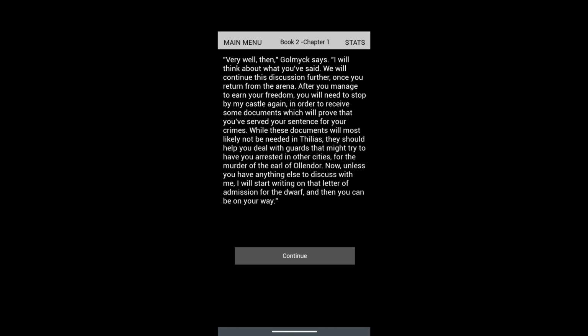After you manage to earn your freedom, you will need to stop by my castle again in order to receive some documents which will prove that you served your sentences for your crimes. Well, these documents will most likely not be needed in Thelius. They should help you deal with the guards that might try to have you arrested in other cities for the murder of Earl of Olander. Now, unless you have anything else to discuss with me, I will start writing on that letter of admission for the dwarf that you can, and then you can be on your way.